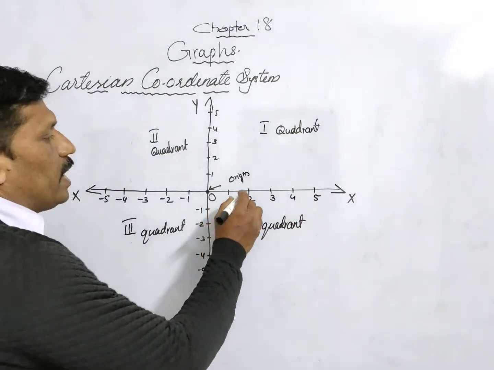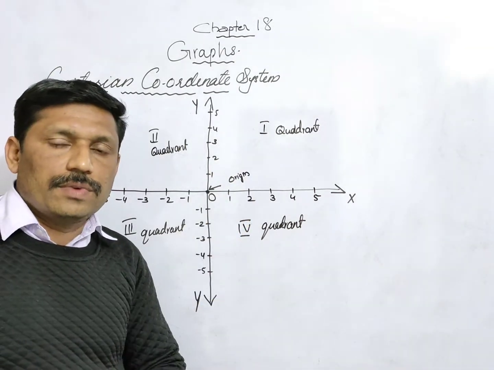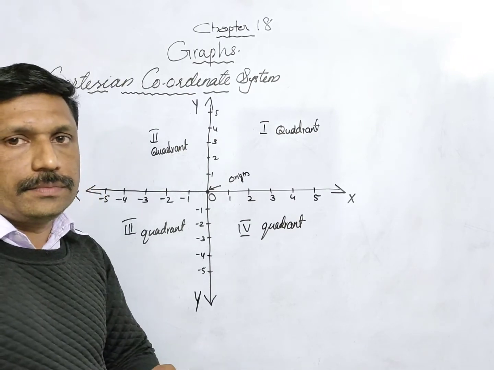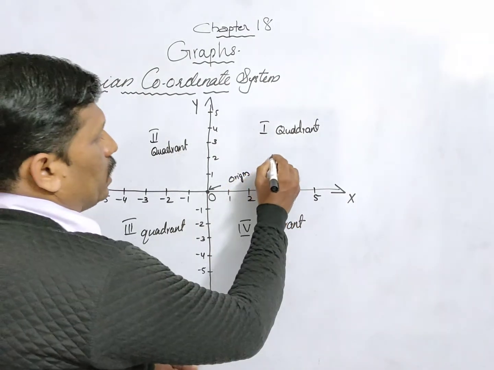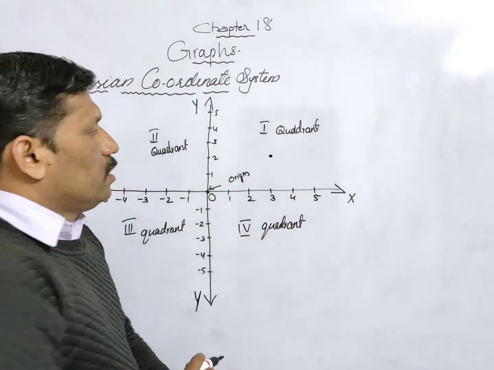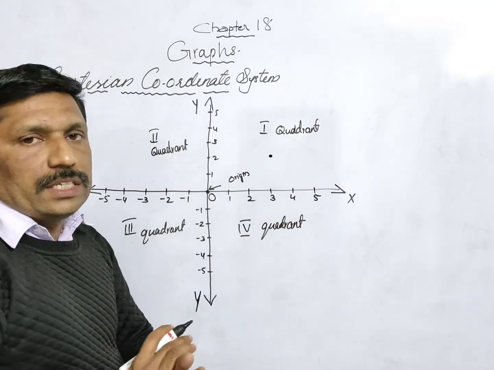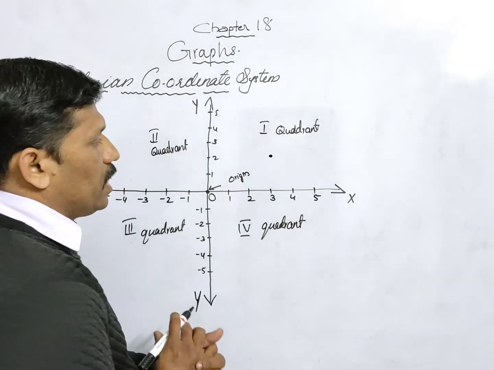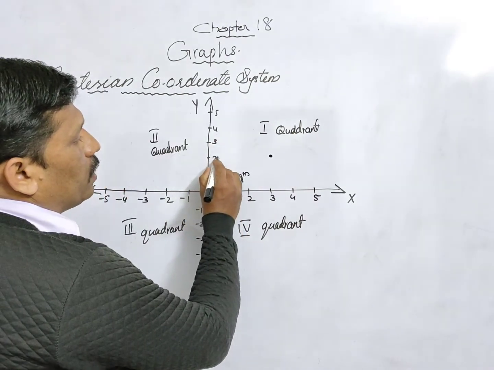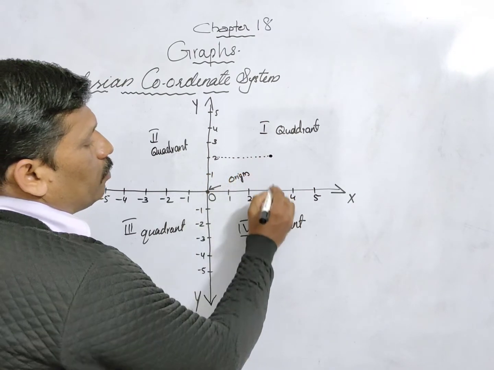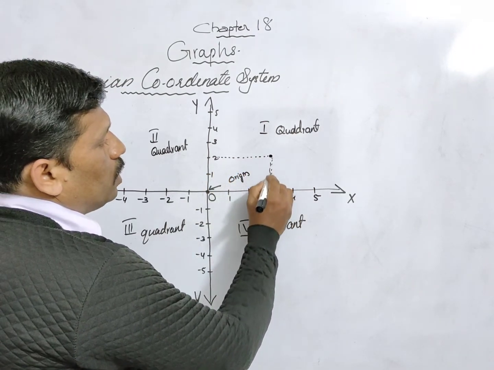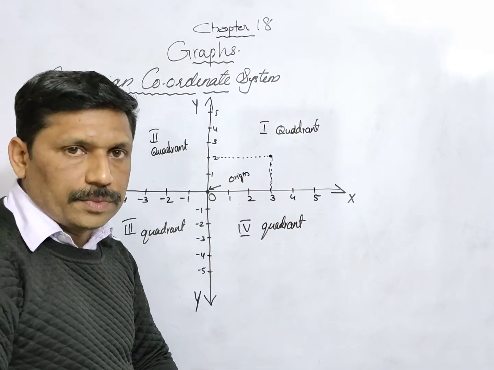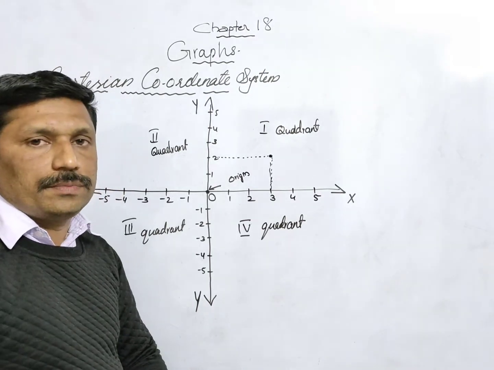Here you can see that when we arrange the x coordinate and y coordinate in a particular order, that is called the ordered pair. If I draw a point here, you can see that this point is a combination of horizontal line and vertical line. If I draw a line horizontally from here and vertically here, where these two lines join together, that point is a combination of two coordinates. That means x coordinate and y coordinate.